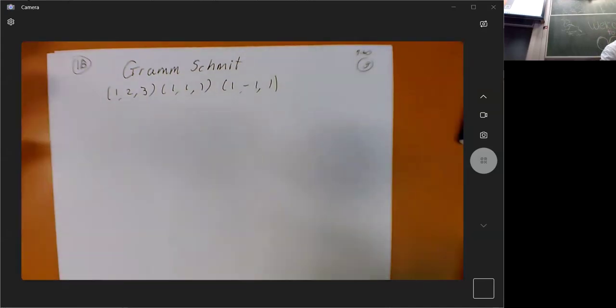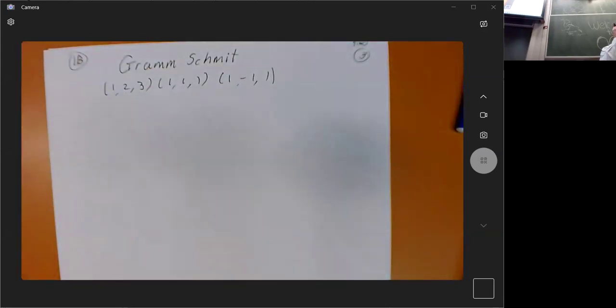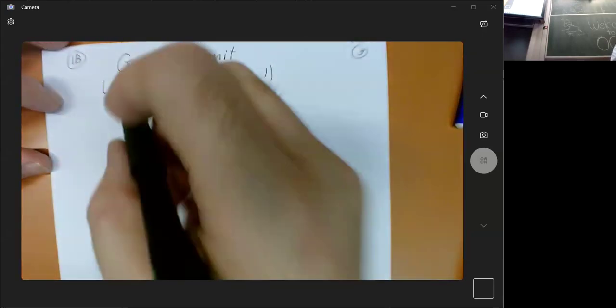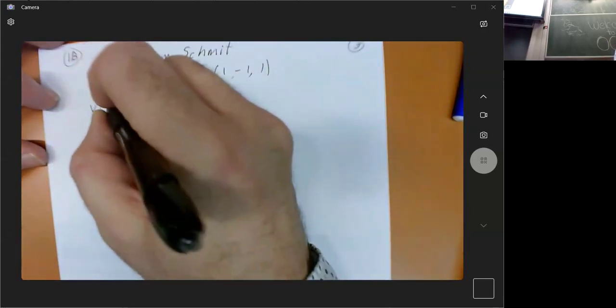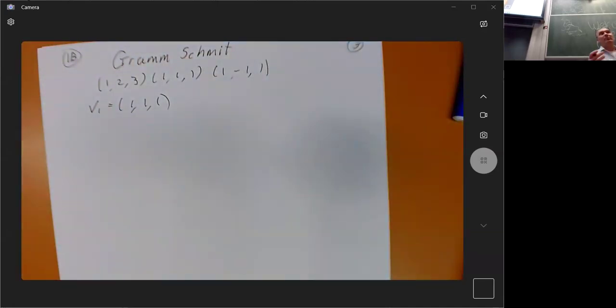Okay, so we're going to try and do this as quickly as possible. One of the things that can help my life when I'm doing this is I'm going to go V1 is equal to (1, 1, 1). If I'm creating an orthonormal basis from an already existing basis, one of the things that can make your life easier is choosing the simplest vector as the first one, because that's one you're going to have to use the most.